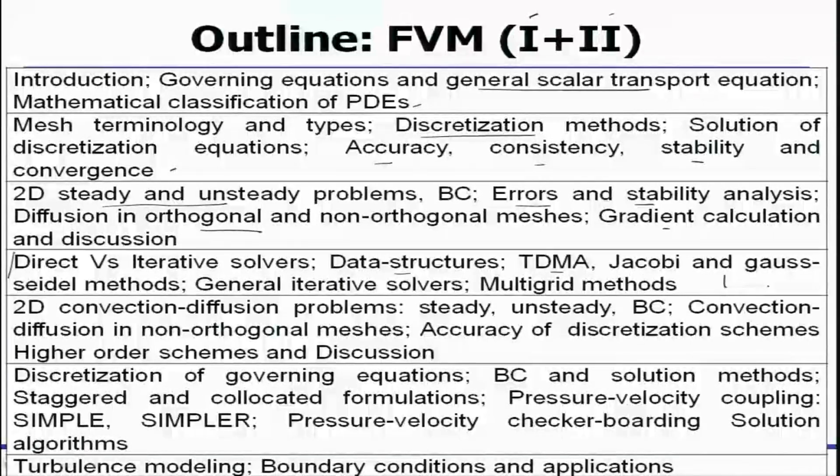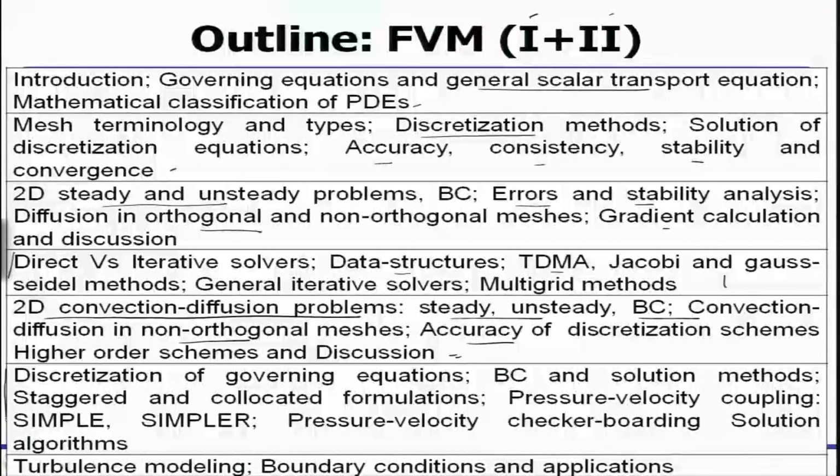Once that is done, then we will complicate the system and move one step further, and talk about the 2D convection diffusion problem. In that case also we talk about steady, unsteady, different boundary conditions, orthogonality, non-orthogonality, then accuracy and higher order schemes. Now this becomes very important when you talk about the convection diffusion problem. Having said that, one is ready for moving ahead and looking at the fluid flow problem.